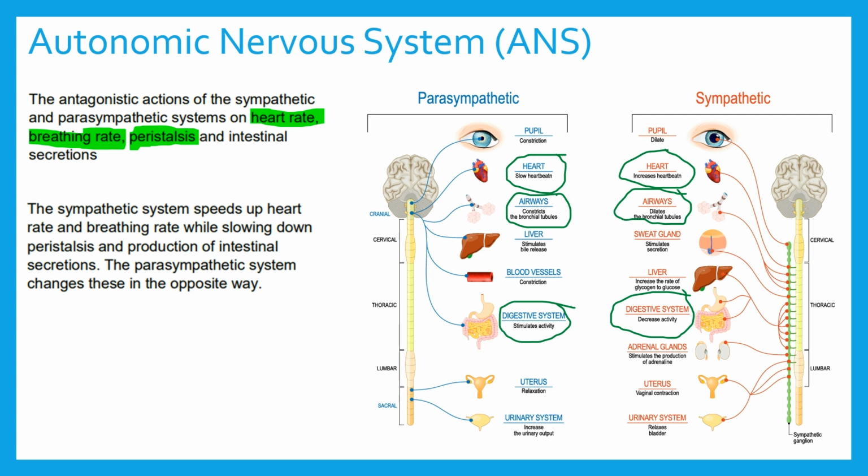So, if you're frightened, you're in danger, what would you need your body to do to help you survive this potentially dangerous scenario? Well, the sympathetic system would kick in to speed up your heart rate, speed up your breathing rate, while slowing down the peristalsis and the intestinal secretions. However, we can't sustain that state for a prolonged period of time, so ultimately the parasympathetic system will take over and do the opposite thing. So slow down the heart rate, slow down the breathing rate, and start peristalsis and those secretions back up again. Hence its nickname, the rest and digest system.